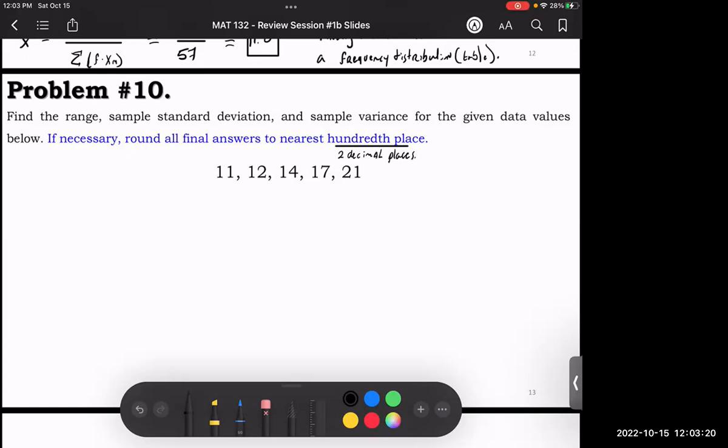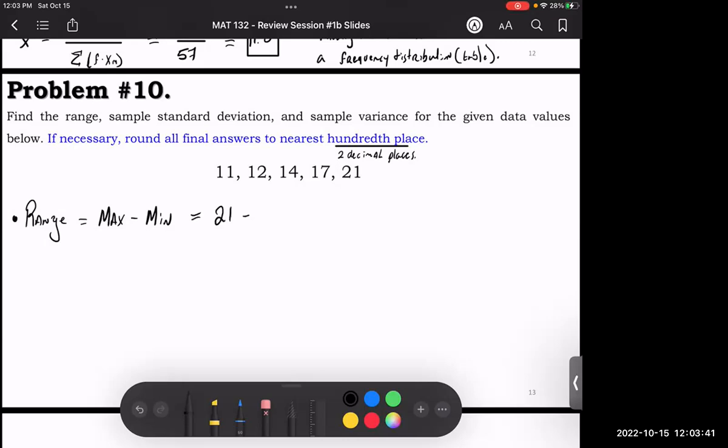All right, so let's take care of the easiest one. The easiest thing here to find is your range. How do you compute the range? The largest value subtracted by the minimum value. Yeah, max minus min. Well, you only have 5 data values. Can you find the max, determine the max and min? Yeah, the max is 21.